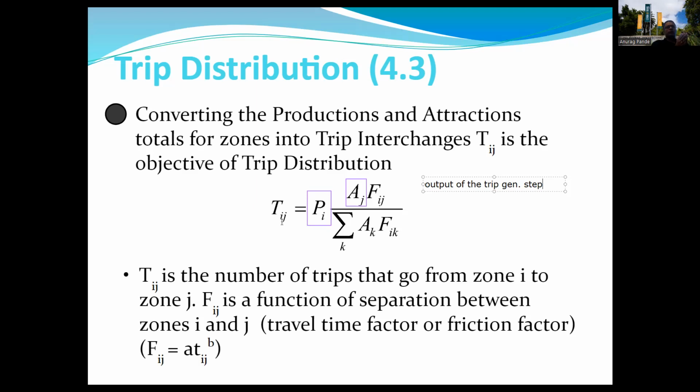Now, intrazonal trips don't always have to be 0. I will specify if you have to assume them to be 0. Sometimes in some examples there might be a Tii, for example zone 1 to zone 1, where there might be some trips like that, but sometimes there may not be. And then this Fij is what we call the friction factor that defines how separated zone i and zone j are. So think about it this way.